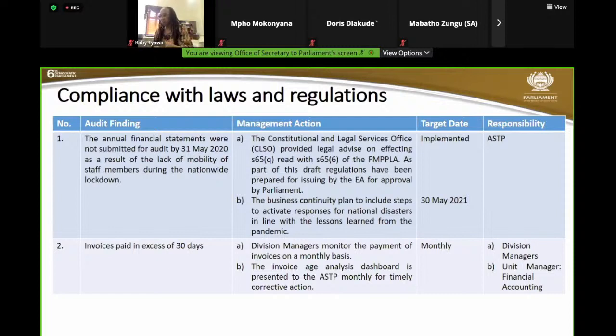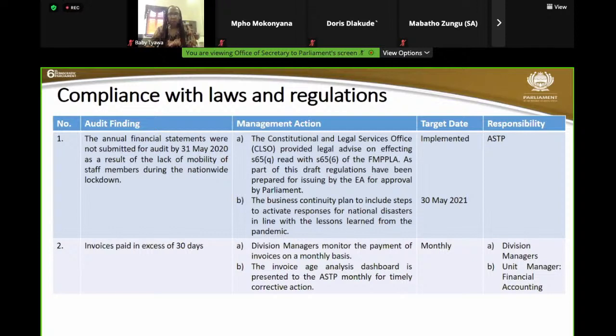However, we've now since made sure that in the event that we find ourselves in a similar situation, the EA is able to issue those regulations for approval by Parliament. And those regulations have been prepared and submitted to the EA. And the second part of it is the operational aspect of it, where we've gone back as an institution to review the business continuity plan to include steps to activate responses to national disasters. And that is because our BCP was very focused around localized disasters and scenarios.